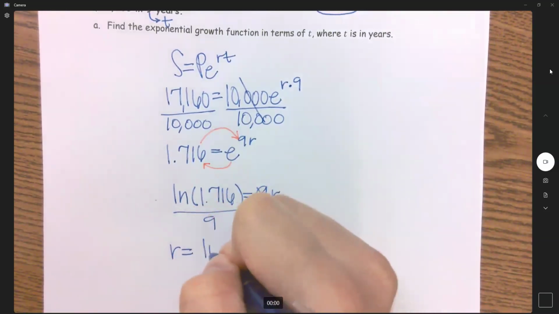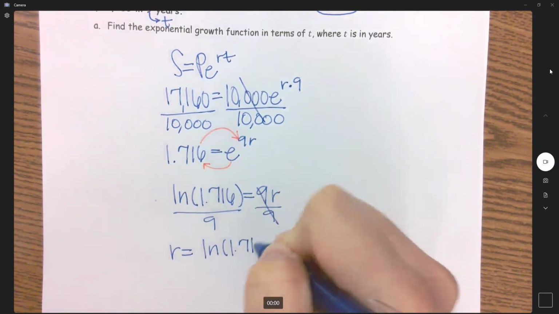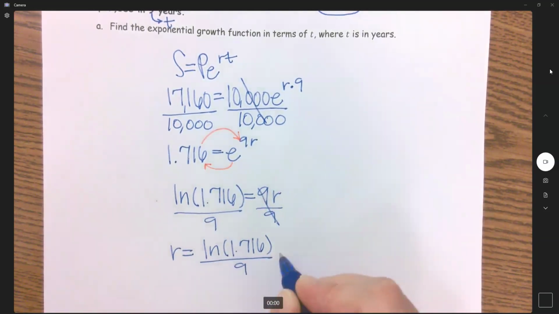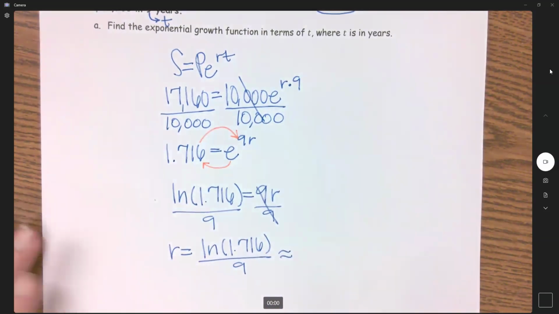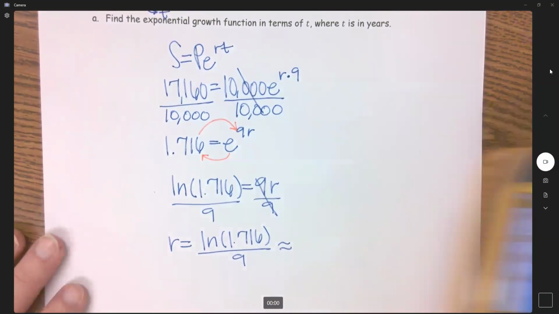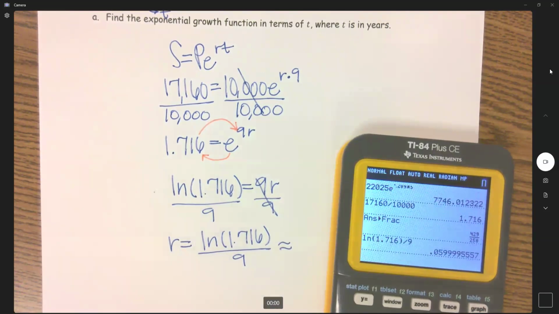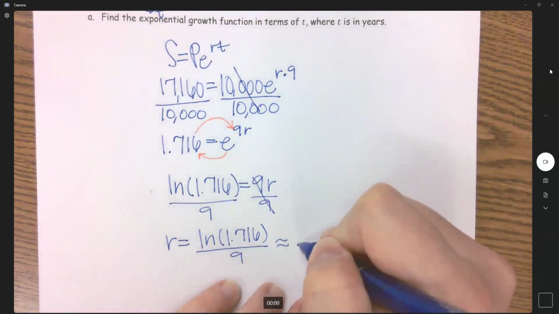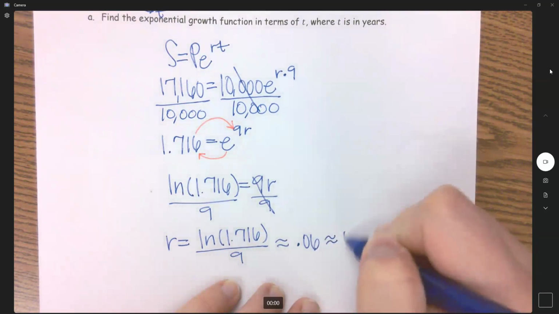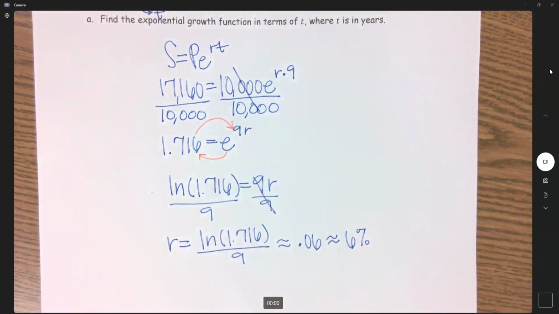And I get r equals the natural log of 1.716 divided by 9, which is about, and it hasn't told me how to round. Normally we're going to round to 2 decimal places. Let's go 2 decimals. And so that is really, really close to 6% with all of those 9s right there. So that's about 6%, which if we needed a percentage, that'd be about 6%. But again, read the questions. What are we asking to find in this problem?